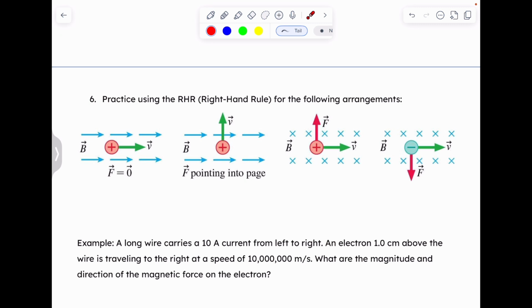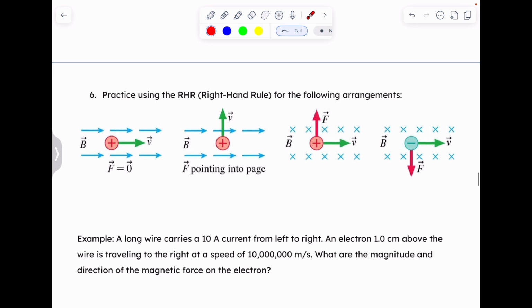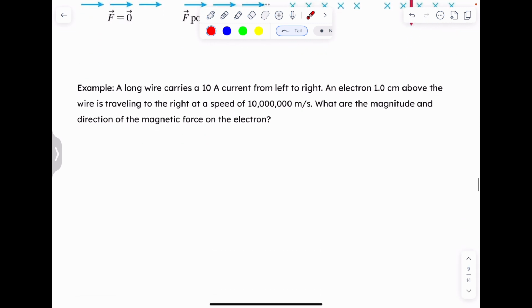All right, we're going to do one last example. A long wire carries 10 amps of current from left to right. An electron 1 centimeter above the wire is traveling to the right at a speed of 10 million meters per second. We want to know the magnitude and direction of the magnetic force on the electron.